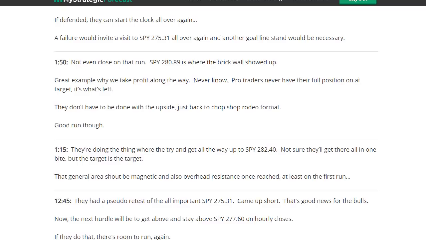Moving right along. They did make the run. However, they came up short. You'll see the 1:50 post. I was expecting 282 and change. They came up short and they fell back down. Here's a good area or time where we can have a lesson learned. Pro traders never have their full position on by the time price gets to target.